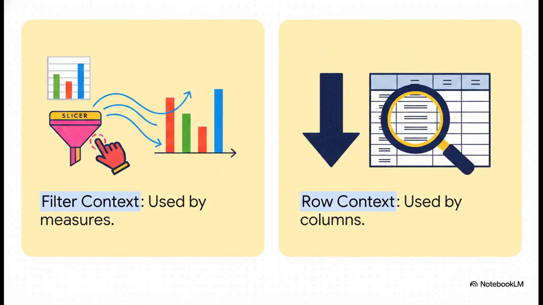Now, this comparison right here, it's arguably the most critical mental framework you need to grasp for the entire exam. You have to understand whether your calculation is filtering dynamically on a visual or iterating row by row in the background. Filter context is driven by your report users clicking slicers, interacting with visuals. Row context, on the other hand, is simply Power BI looking at a single row of data at a time, which mostly happens in calculated columns.